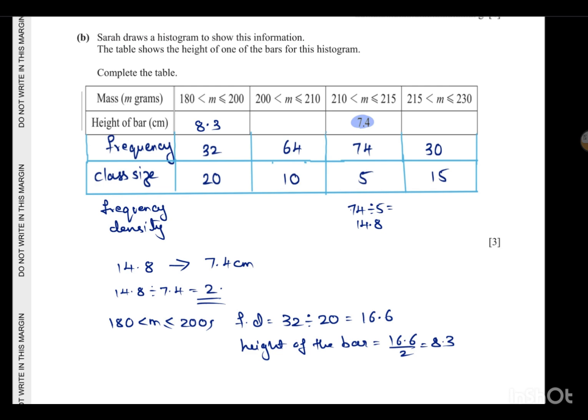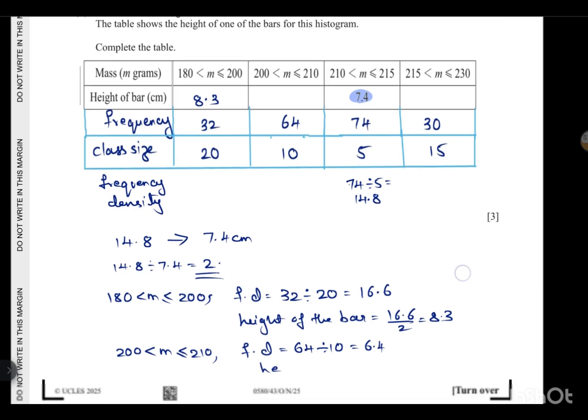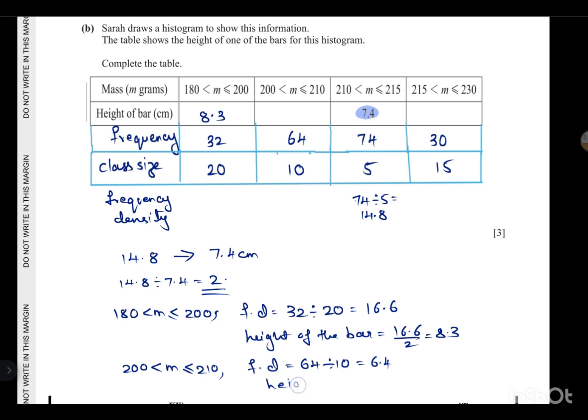Next do the same thing for 200 less than m less than or equal to 210. Frequency density is equal to 64 divided by 10. So this will be 6.4. So height of the bar will be 6.4 by 2, that is 3.2. So this is 3.2.